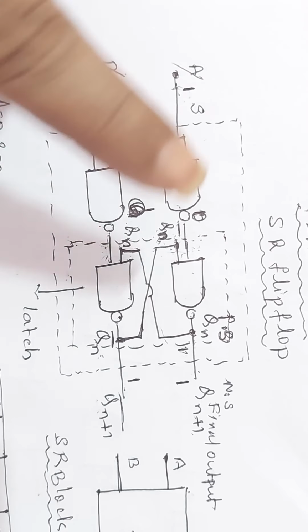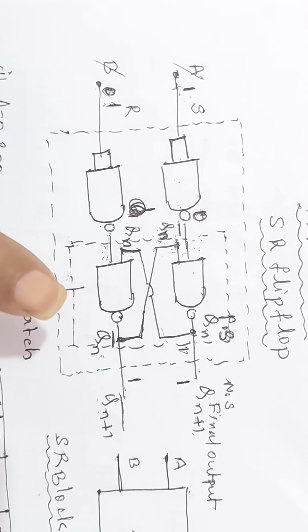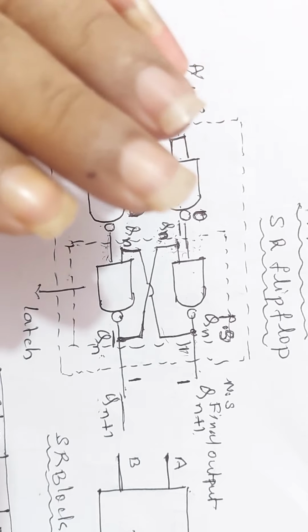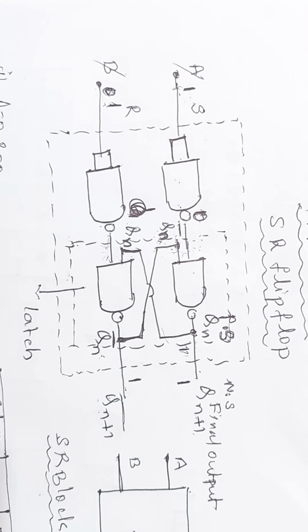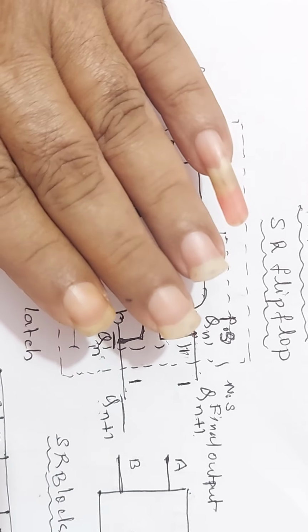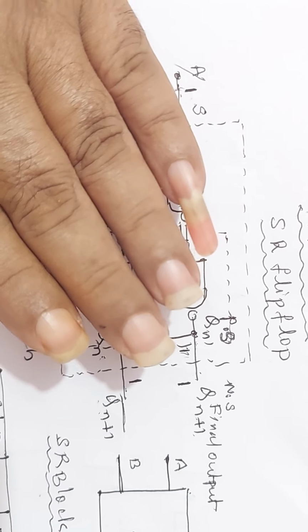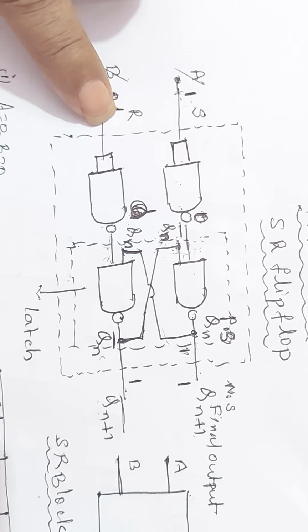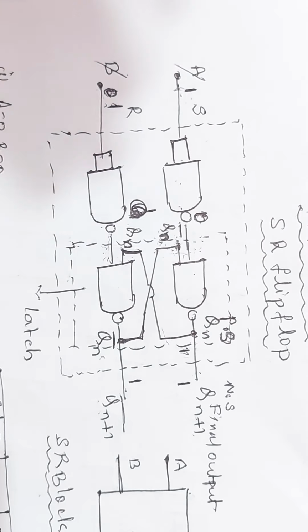In order to set the flip-flop, that means to store the information, the set pin S is made 1. In order to destroy the stored information, that is, to reset the circuit, the reset pin R is made 1. Only two conditions are used. During 0, 0, it remains as a memory element. 1, 0, the flip-flop is set. 0, 1, the flip-flop is reset. 1, 1 is not considered.